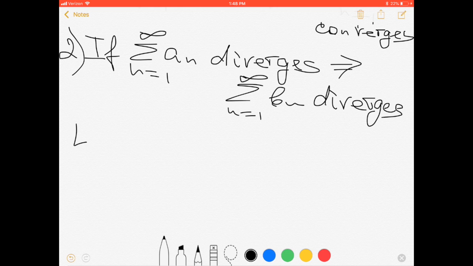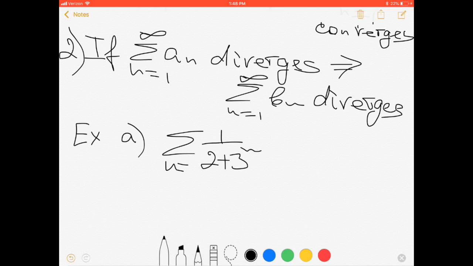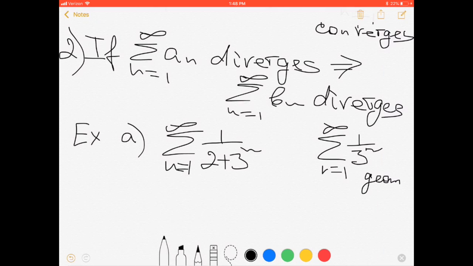For example A. You have the series 1 over 2 plus 3 to the power n, starting from 1 to infinity. It's almost a geometric series, but not geometric. If I look at the series 1 over 3 to the power n, from 1 to infinity, it is a geometric series with r equal 1/3. This means the series converges.